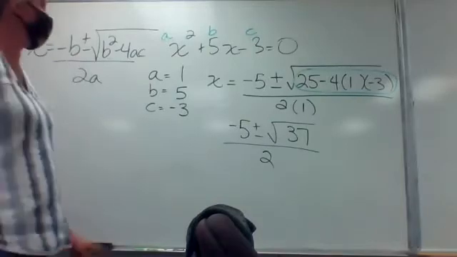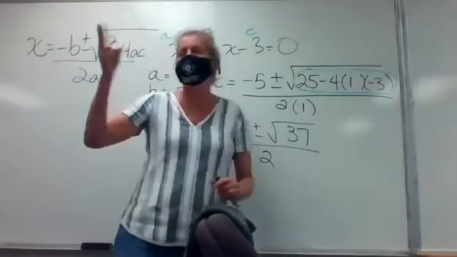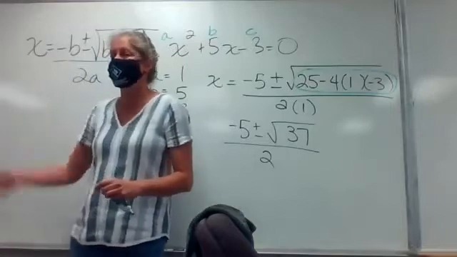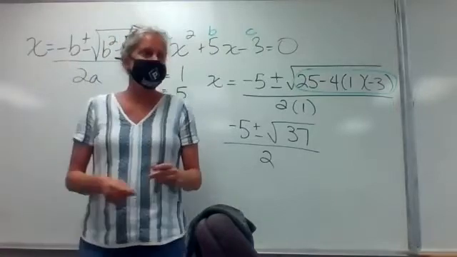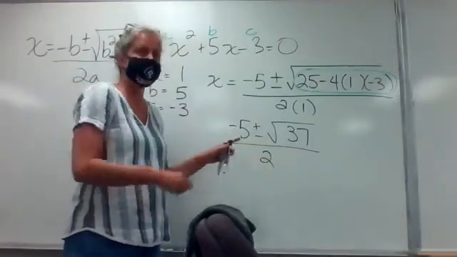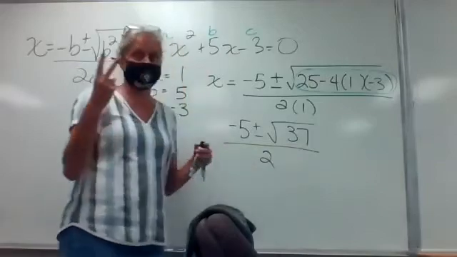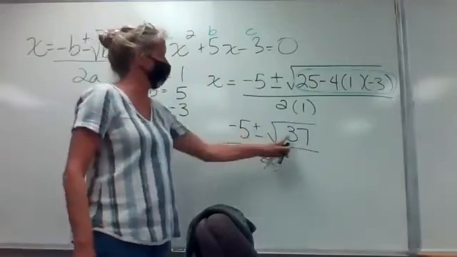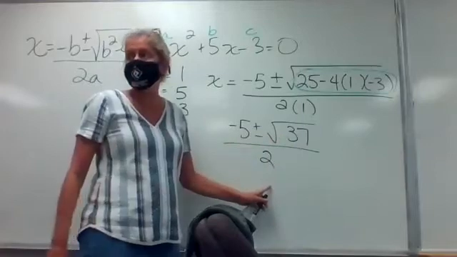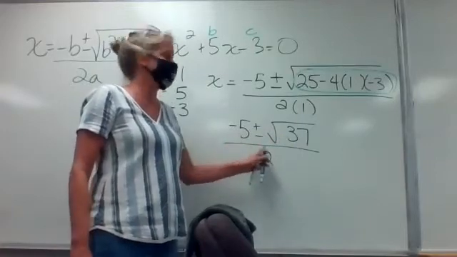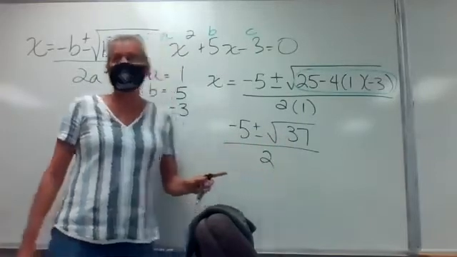This particular problem, number 3, asks for your answer in 2 different ways. It asks for the exact solutions, which is what this is. And there's actually 2 answers here. One of them is negative 5 plus the square root of 37 over 2. The other answer is negative 5 minus the square root of 37 over 2.